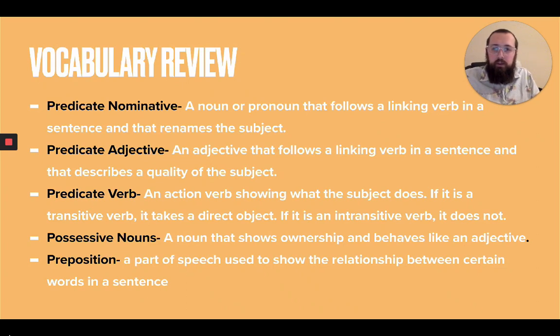And then we have a predicate verb, and it's an action verb that shows what the subject does. And if it's a transitive verb, it has a direct object, and if it's an intransitive verb, it does not. And kind of the focus of these lessons in Chapter 8 was possessive noun, so I just want to do a brief reminder what a possessive noun is. A possessive noun is a noun that shows ownership of something and behaves like an adjective.